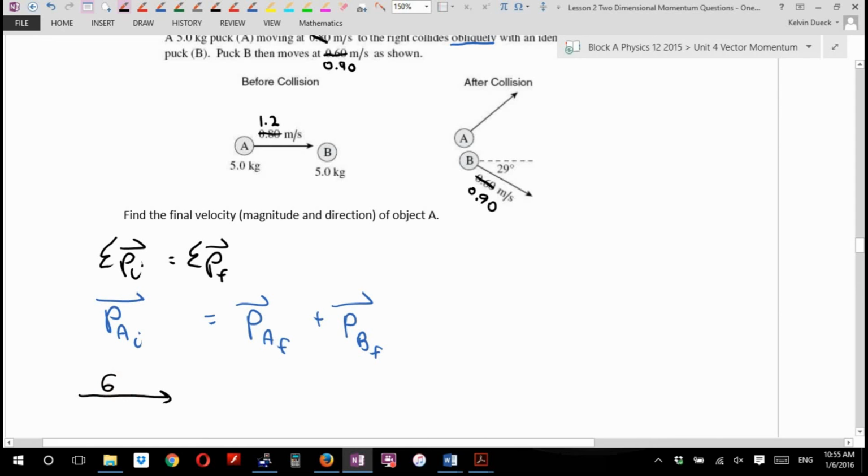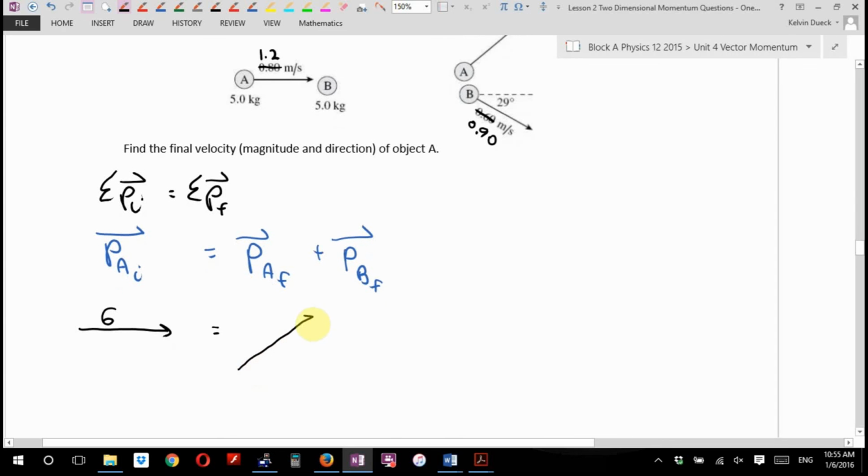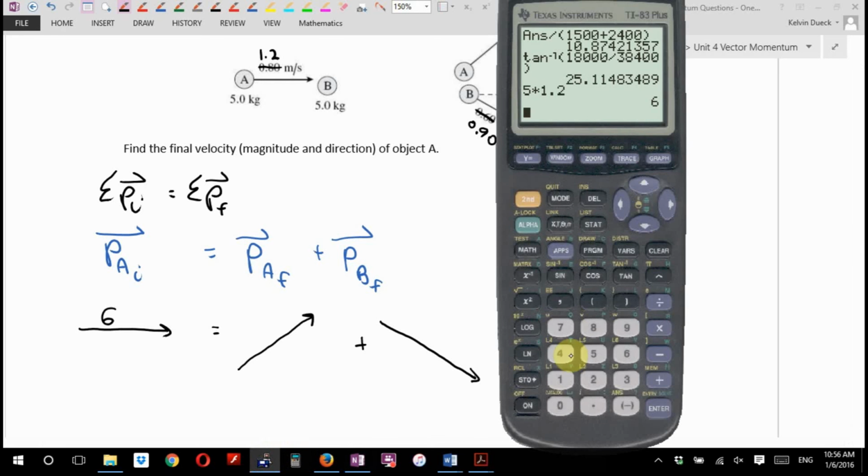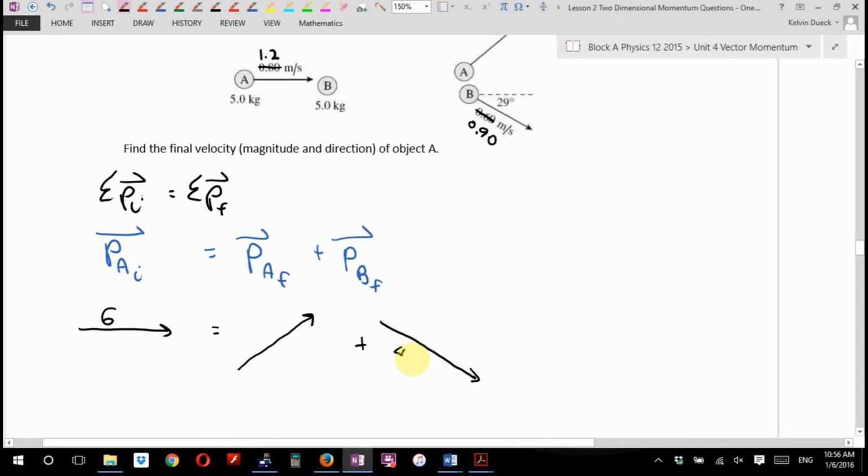Wham, they collide. Looks like mass A goes off in that direction. I don't think I have any numbers to put on it, but I can certainly sketch it from the picture. Plus, it looks like mass B goes this way. What's the velocity of mass B? 0.9. What's the mass of mass B? From the picture, 5. So if you go mass times velocity, 4.5. Oh, and I'll just label this as momentum A final.